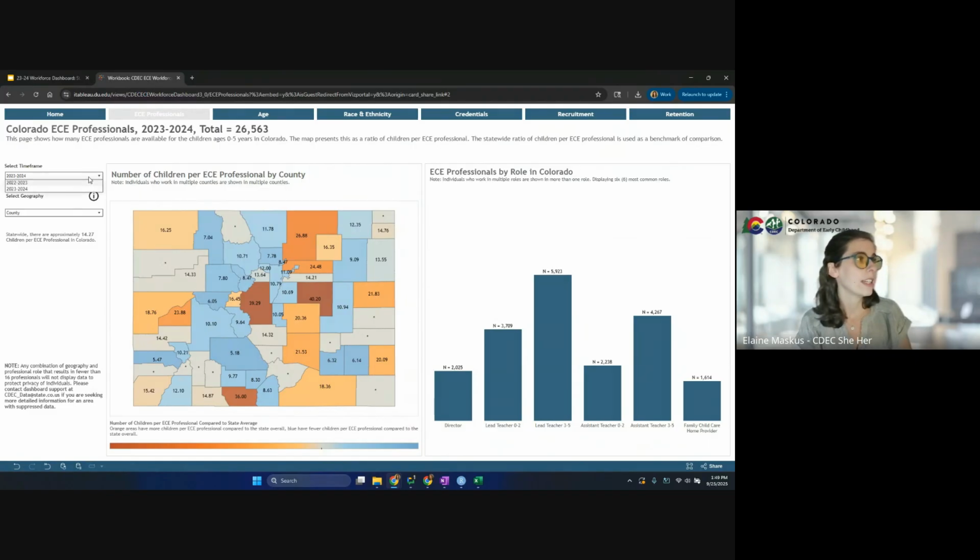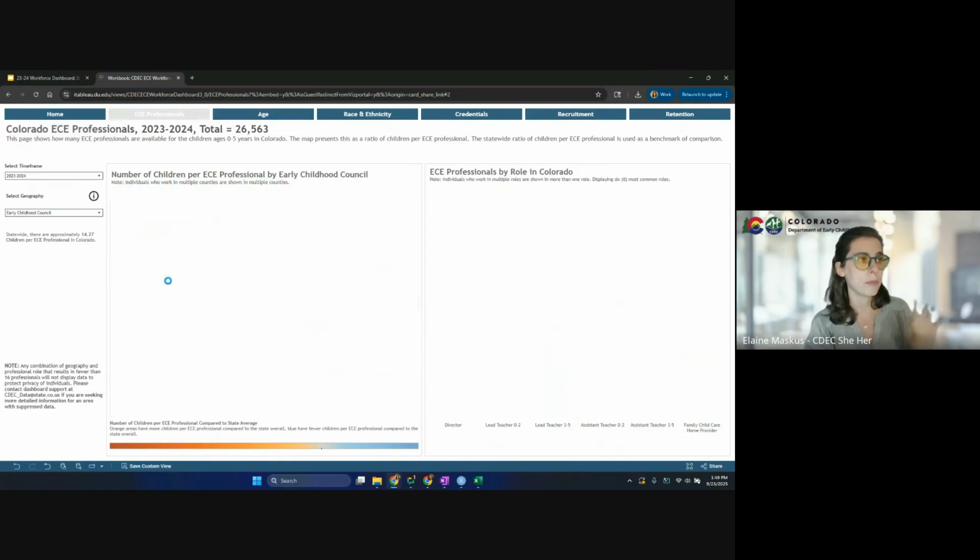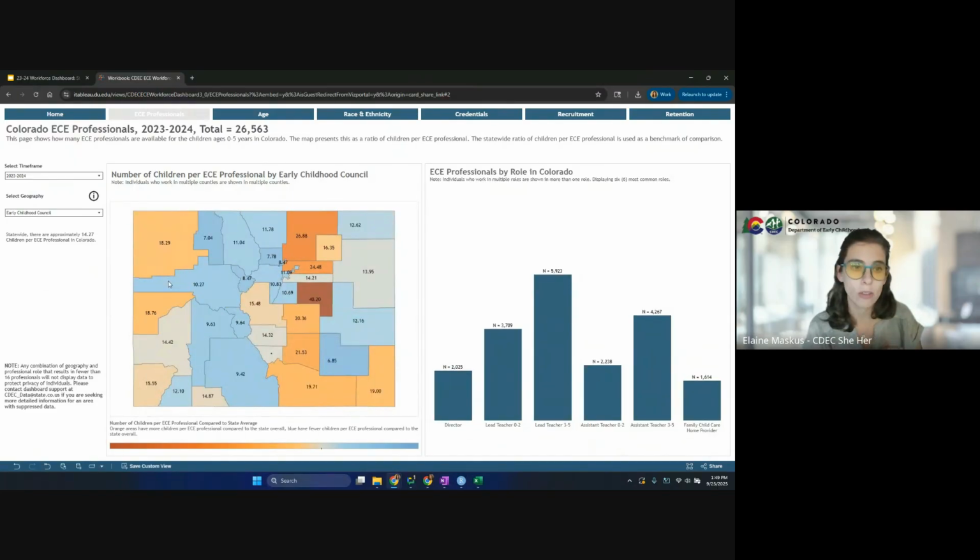So this dashboard contains data from the 2022-23 school year and 23-24 school year. It will default to the 23-24 data, but if you do want to see data for the previous year, you can select it in this time frame filter. And then if you want to change how the geography filters are, you can go here. Because this view has a map, if you select a different geographical breakdown, the map will update. So before it was showing counties, now it's showing councils.